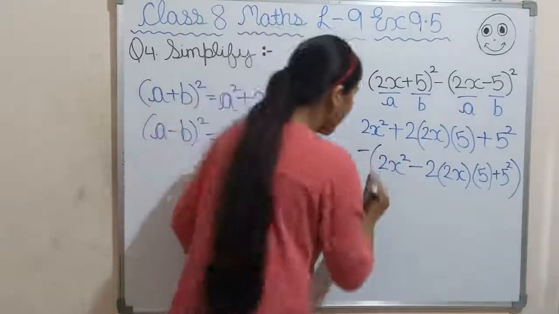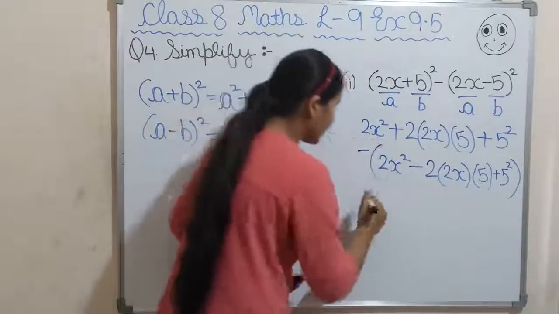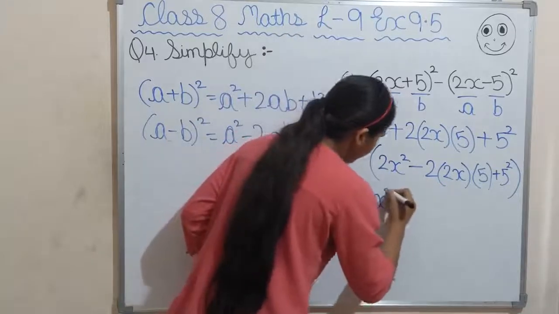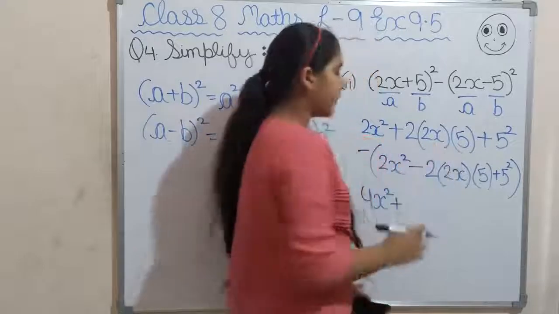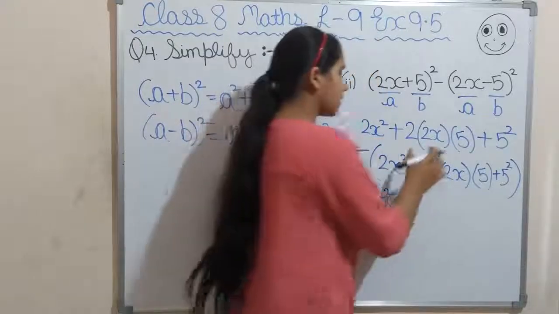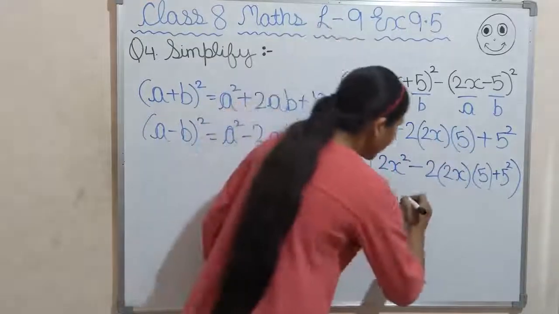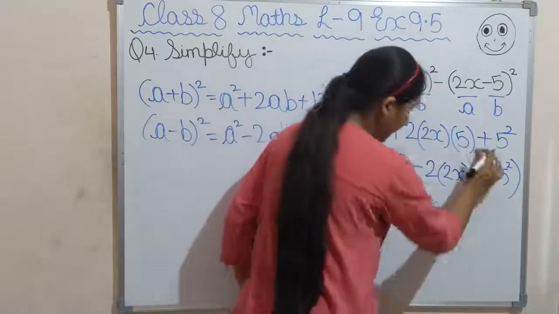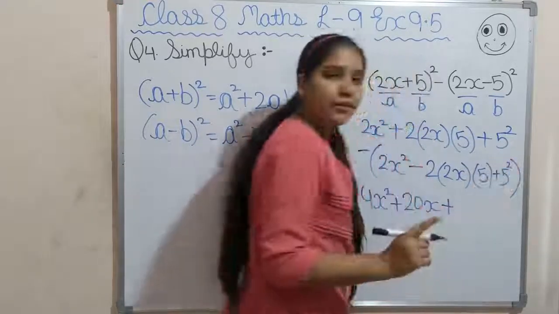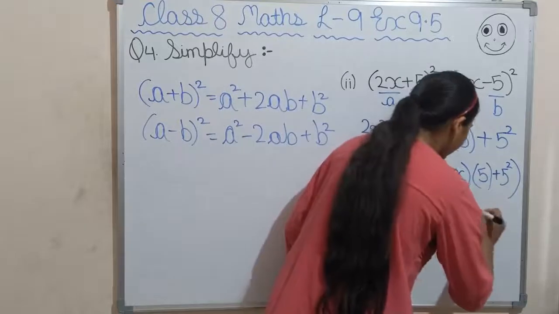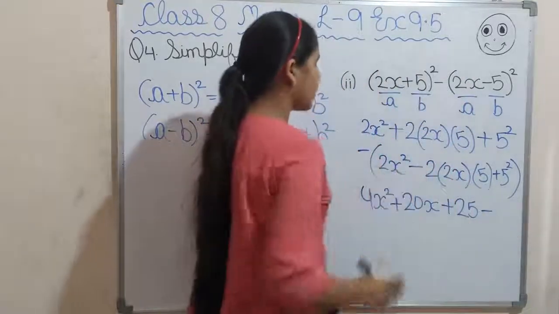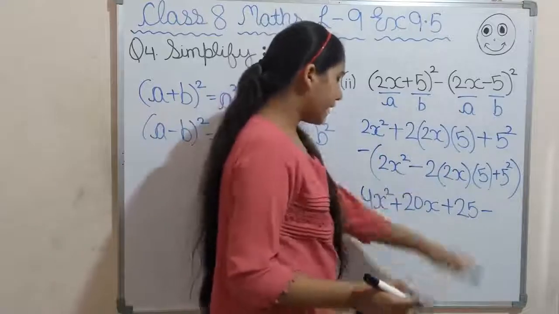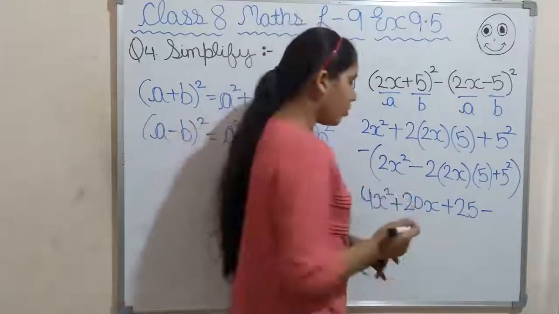So let's do this. 2 into 2x square means 4x square, plus 2 into 2x into 5: 2 into 2 is 4, 4 into 5 is 20, means 20x. Plus as it is, 5 square means 5 fives are 25. Then the minus sign as it is, we'll put, then 2x square.